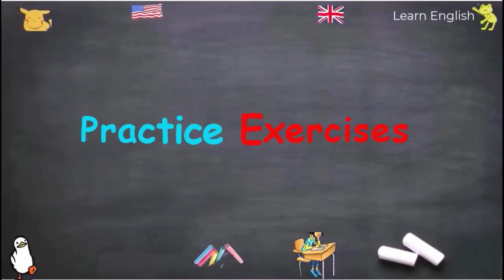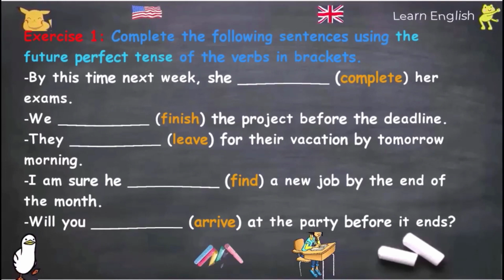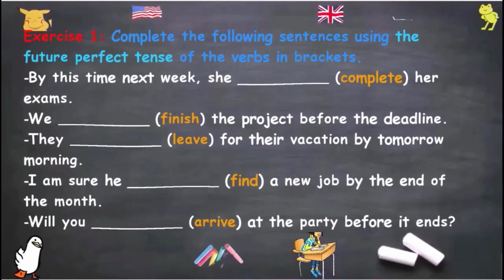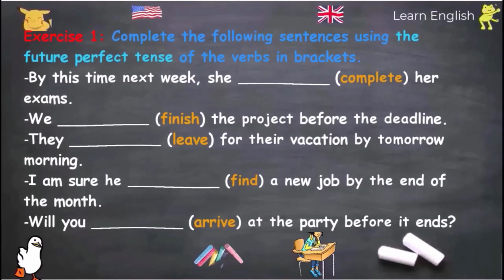Practice exercises. Exercise 1. Complete the following sentences using the future perfect tense of the verbs in brackets. By this time next week, she complete her exams. We finish the project before the deadline. They leave for their vacation by tomorrow morning.